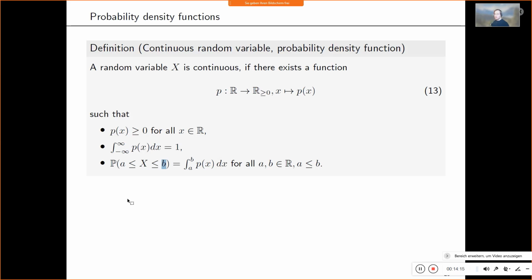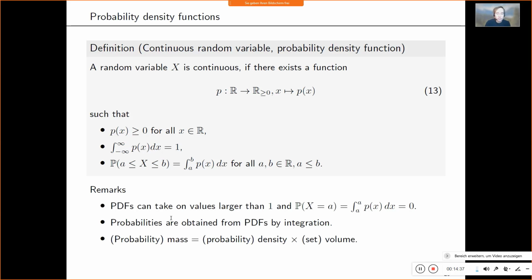So probability density functions are functions. These are just functions, but they have specific properties, and the most important properties are that they are non-negative, and they integrate to 1 over the entire real line. So they are also referred to as being normalized.